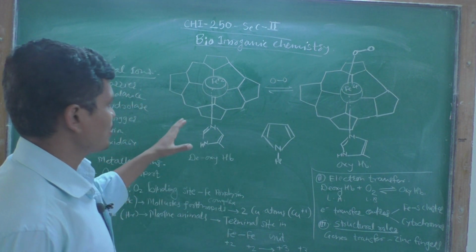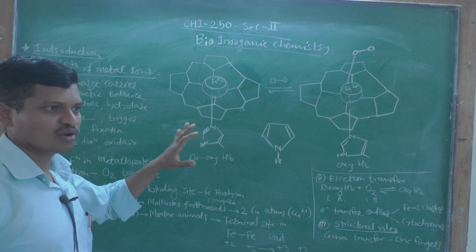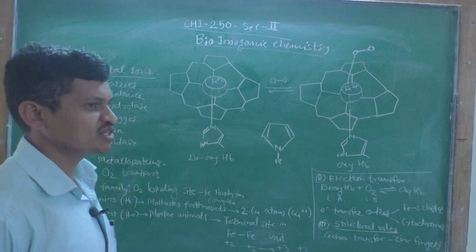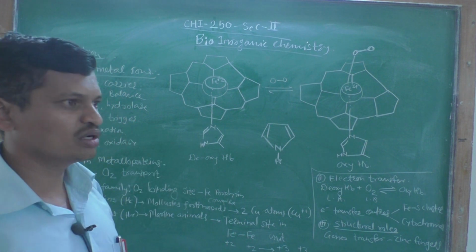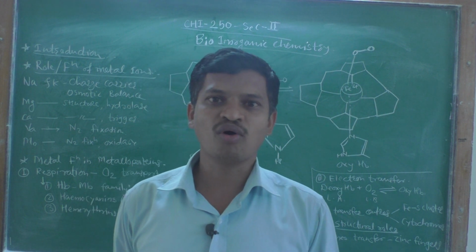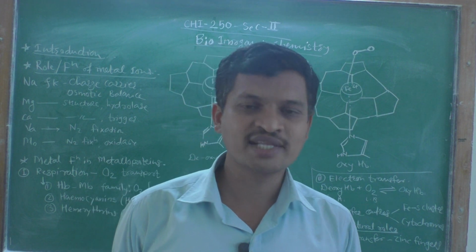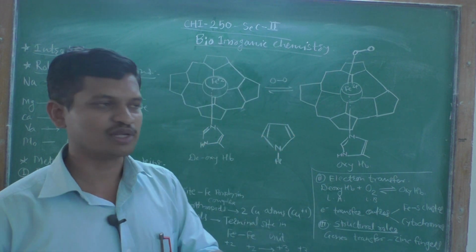This is what I have to emphasize, as some questions may be asked. How does the oxidation state change when the O2 molecule binds to the iron porphyrin complex? The answer is Fe2+ to Fe3+.